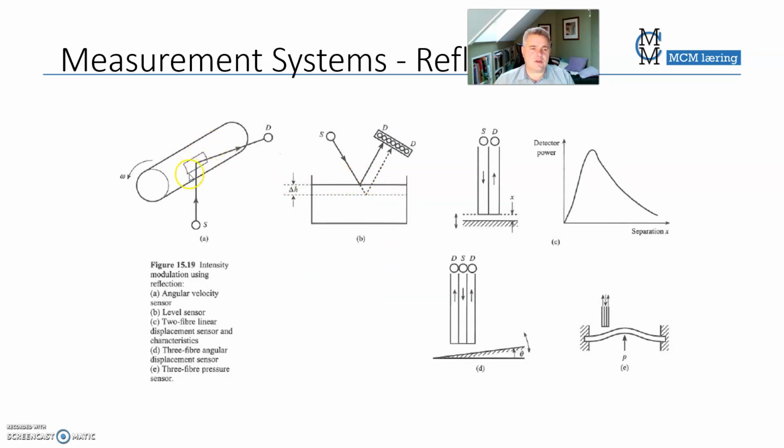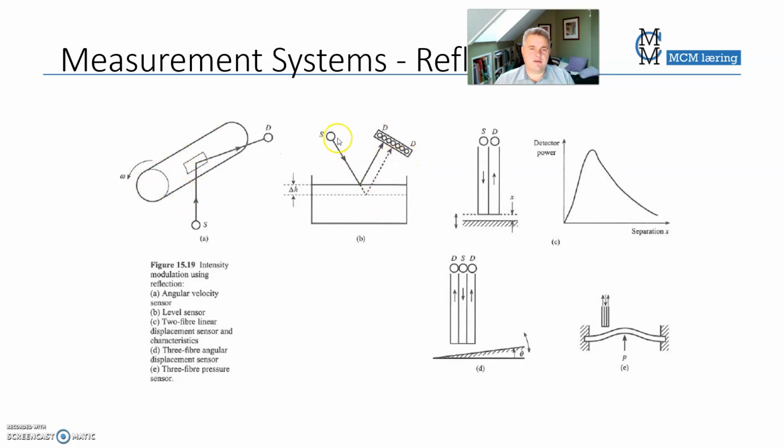You can also use light here, for example, you have a sender and a detector, and you have a reflective patch on an axis, for example, on a shaft, and when this rotates, this one counts the pulses from the reflection, which means that it detects the rotations per minute or per second.